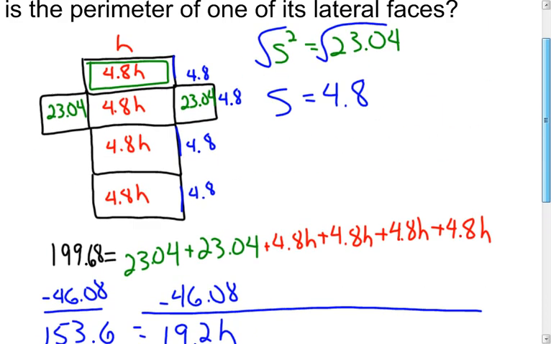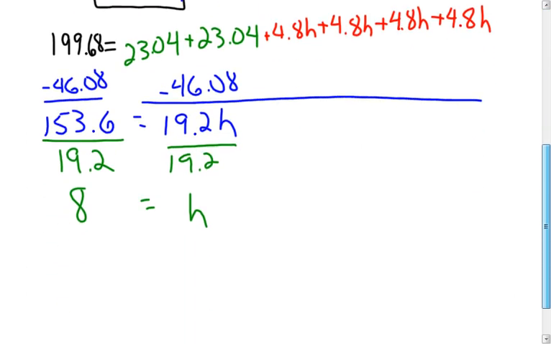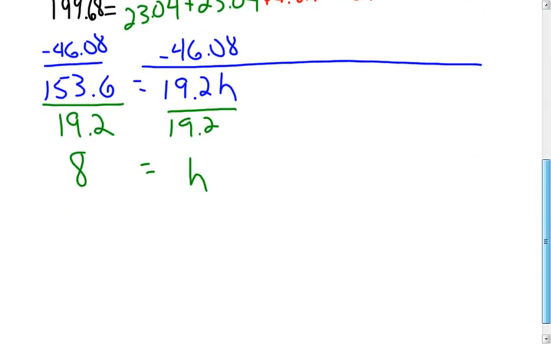I'm going to come back up here, and h, the height of my prism, is now 8. And remember, the ultimate goal here was to find the perimeter of one of the lateral faces. That's the green rectangle I had highlighted earlier. Now I know the base is 8, the height is 4.8. We've got to find the perimeter of it. My perimeter is equal to all the sides added together. So I'm going to have an 8, an 8, a 4.8, and a 4.8.